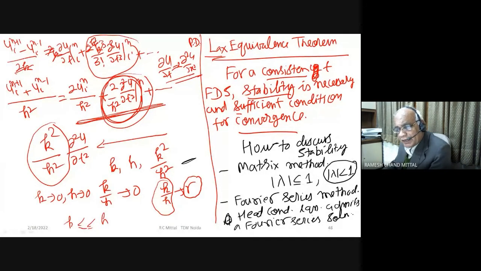So if it produces a Fourier series solution, then I want to know if I have some error, how the error will magnify if I make t larger and larger, whether it goes to infinity. And if it remains bounded, my method is stable. So there are two ways. Now let me come to the matrix method first, because it is rather much easier.